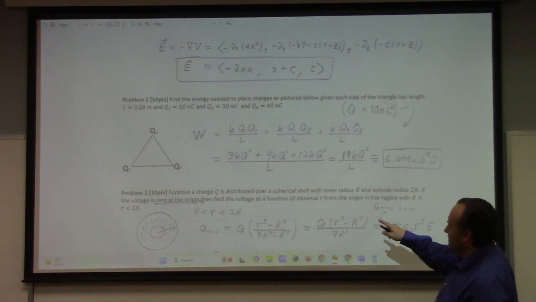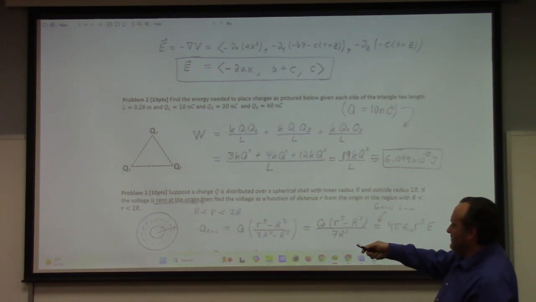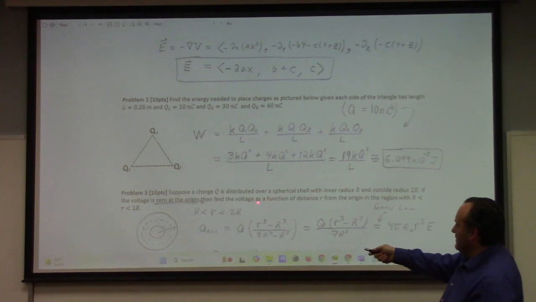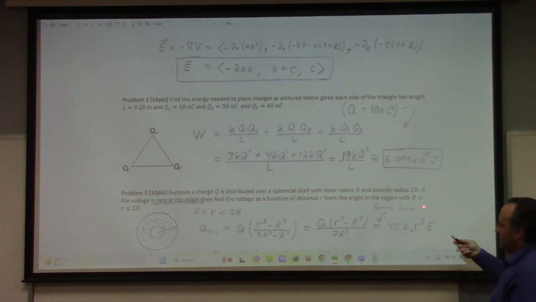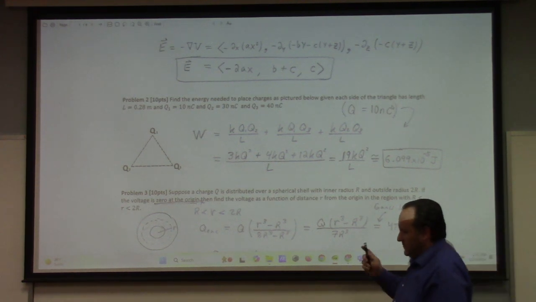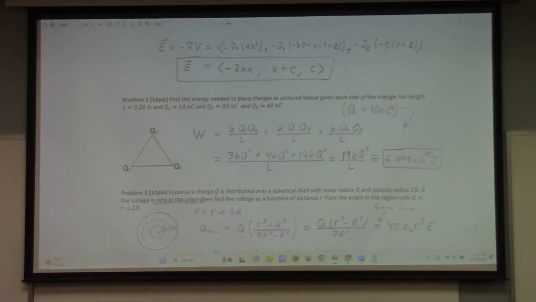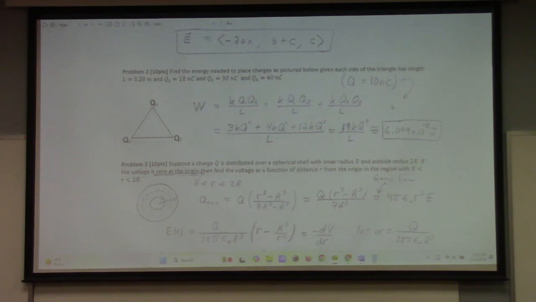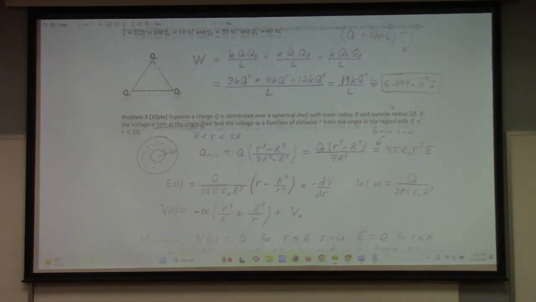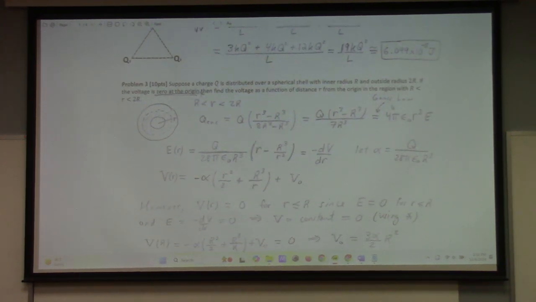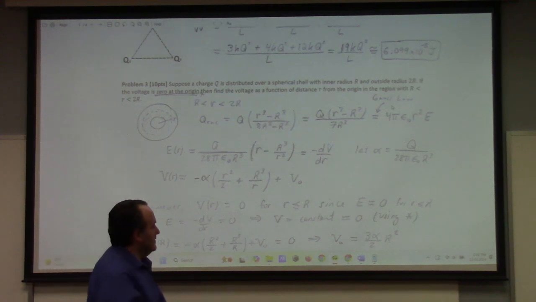What's this one? Spherical shell, voltage 0. So here I told you the voltage is 0 at the origin. Find the voltage as a function of distance r. So basically here, what I do is I use Gauss's law to find the electric field, and then I integrate the electric field and put a minus on it in order to find the voltage. Because in this case, the electric field is just a function of r, so that means the electric field is minus dV/dr. And as such, we can integrate.